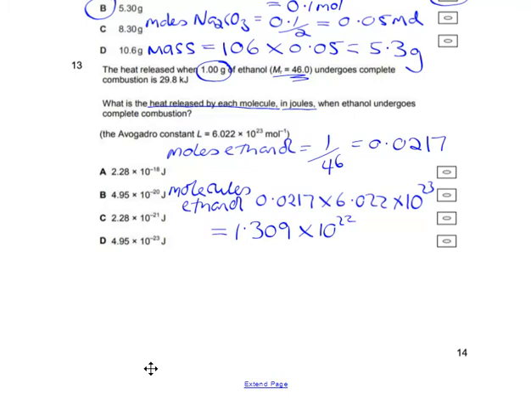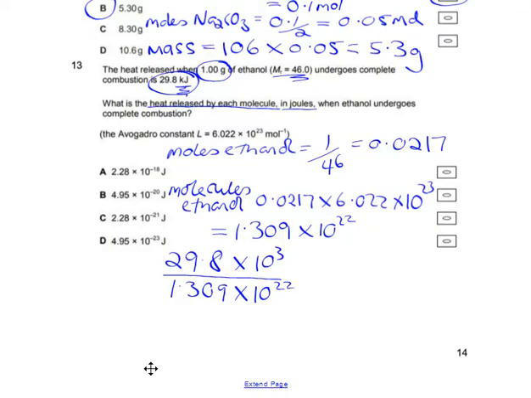And I want the heat per molecule in joules. So I need to take the heat energy, there we go there, 29.8. That's in kilojoules. I need it in joules, so I'm going to times that by 10 to the 3 to take that to joules. And then divide that by the number of molecules I have, which is in this case 1.309 times 10 to the 22. That will give me 2.28 times 10 to the minus 18, which indeed is A.